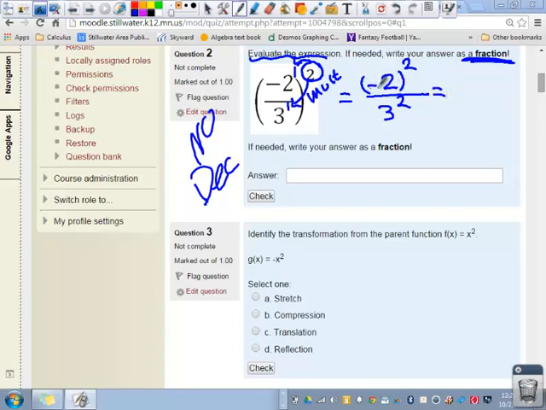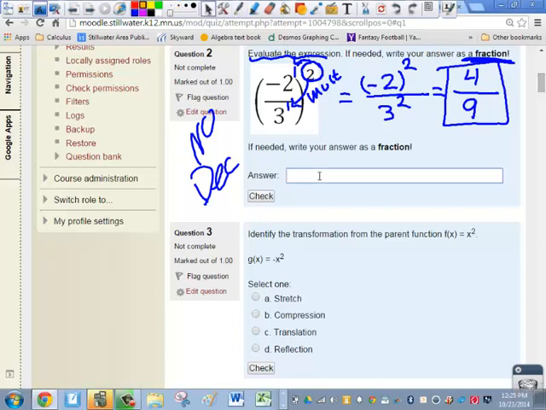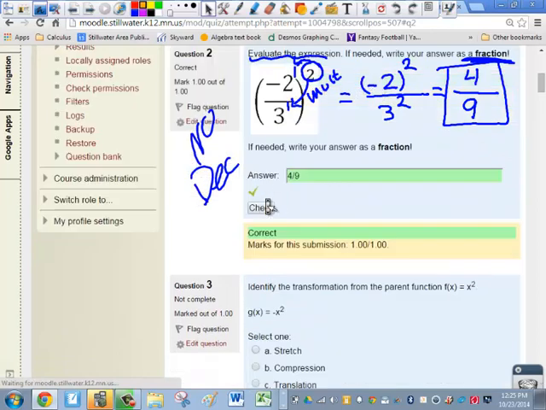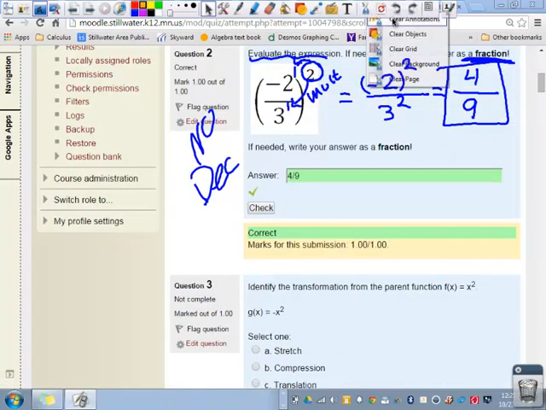Now let's finish this off. -2 to the second power is the same as -2 times -2. A negative times a negative is a positive, so we have positive 4 on top, and 3 squared is 9. So our final solution is 4 over 9. Let's put that in there and see how we get on this. 4 divided by 9. Check in. Boom, 2 for 2. This is a good one. This is a good test.